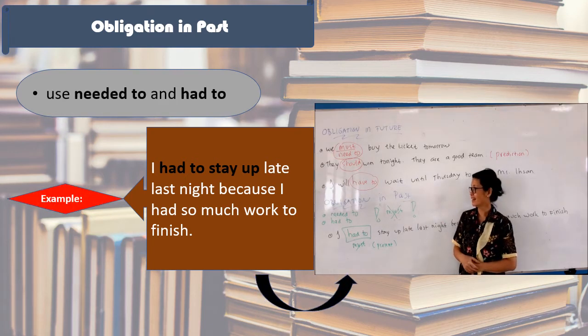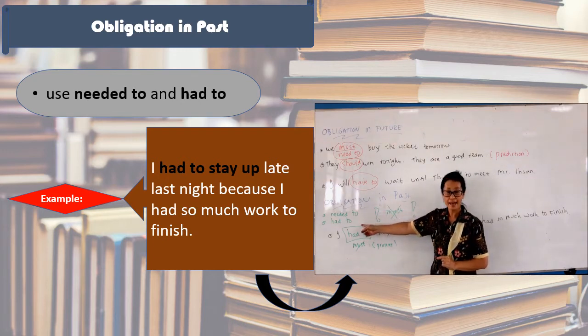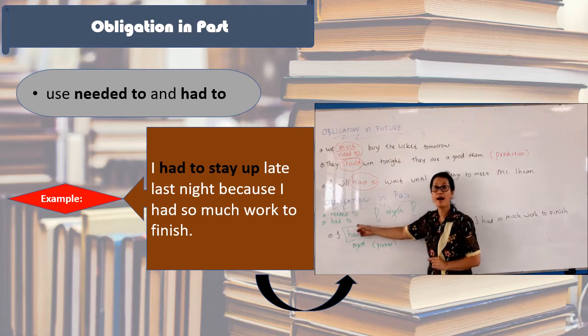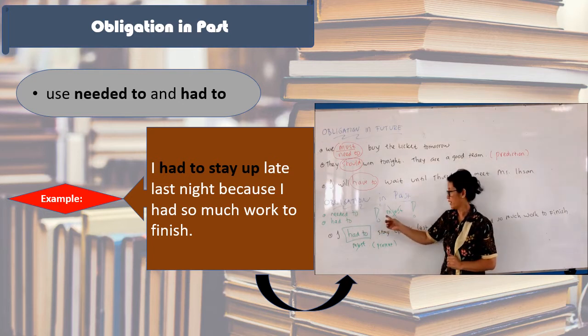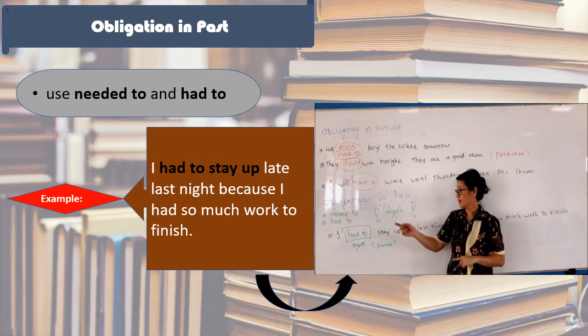Let's move on then. Obligation in past. Here you have to focus. I have needed to and had to. Here means the same, harus or perlu. And look at this one. I cross out the word must. It means you must not use must if you talk about harus in the past.